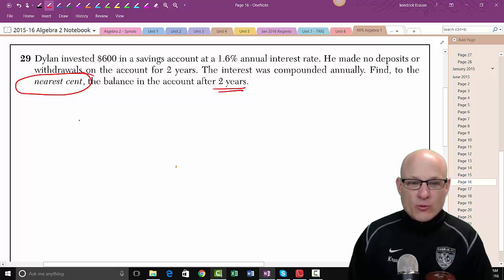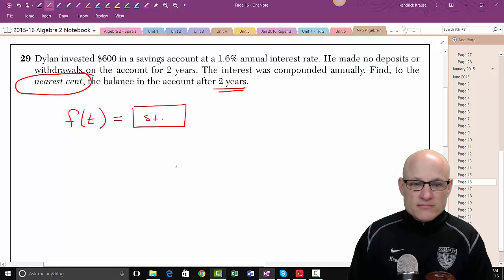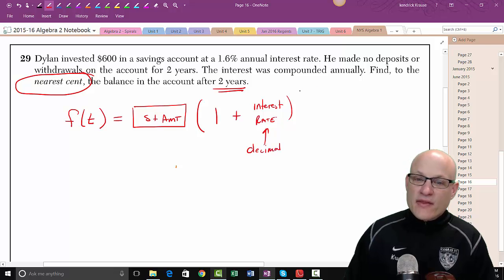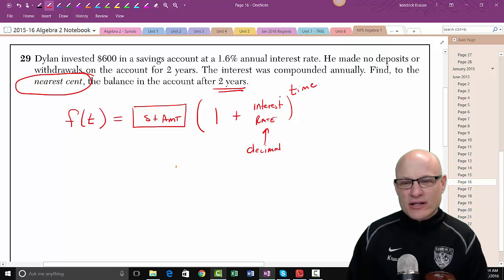Well, I hope your teachers went with you and told you that we'll go f of t in this case, since it's time, is equal to start amount times 1 plus the interest rate, and this has to be a decimal, and that's one of the things that's hard about this problem because kids kind of screw that up, and then to the time. So there's your formula for compounded annually.